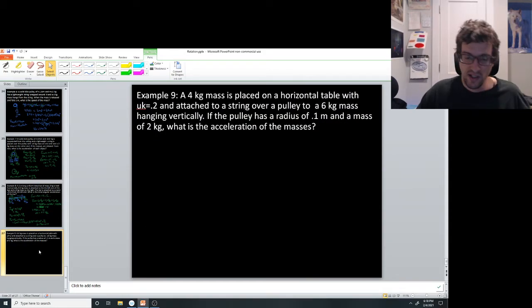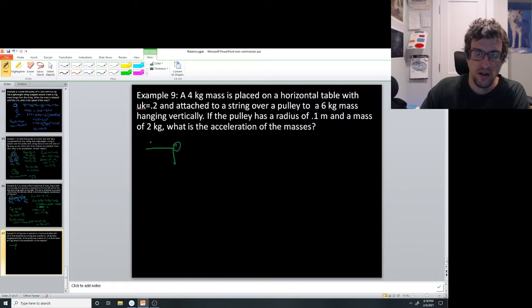Whew, last one, y'all. This time it's another connected object problem. This time we've got a mass on a horizontal surface, then it goes over the pulley and then down to another mass hanging there. So again, I'm going to go that way as the positive direction. I've got two forces on the hanging block: Fg and tension 1.